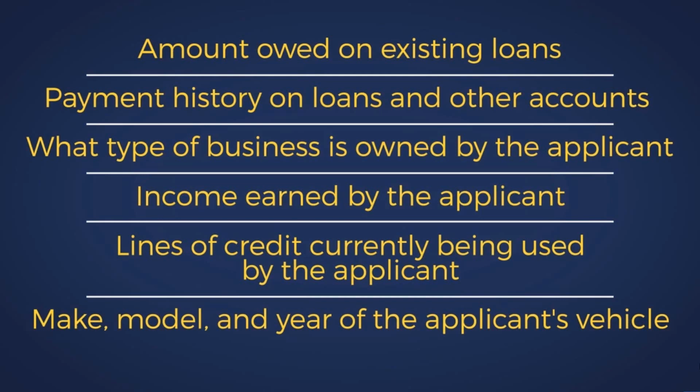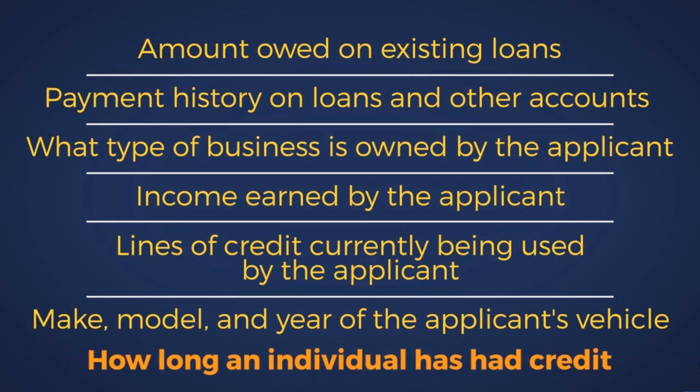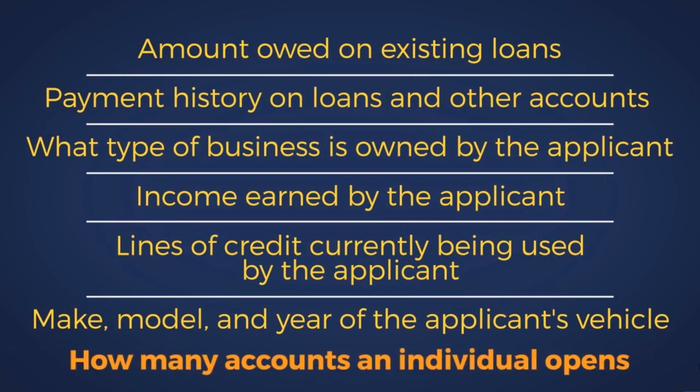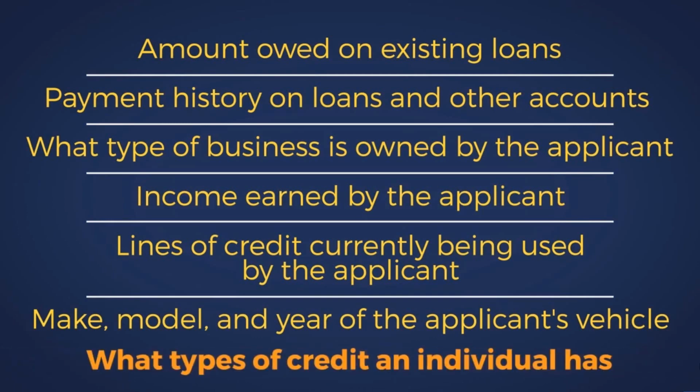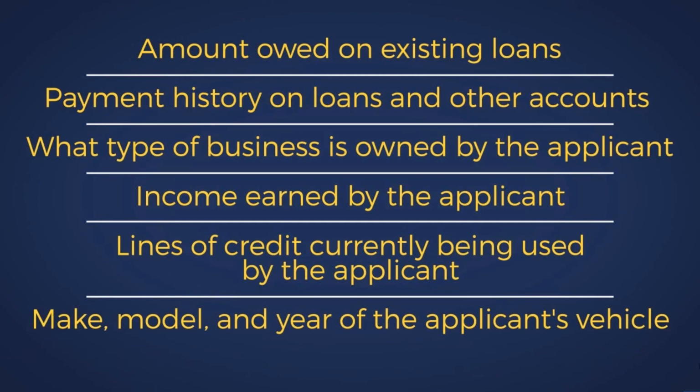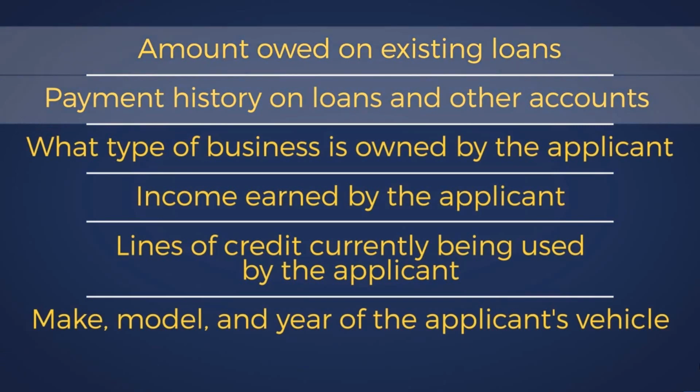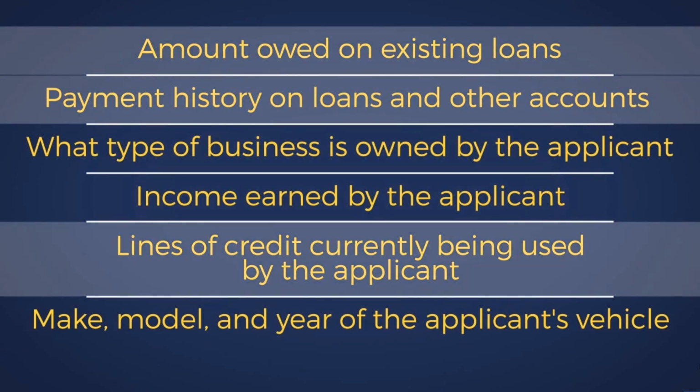Remember, credit scores are affected by payment histories, amounts owed on accounts, how long an individual has had credit, how many accounts an individual opens, and what types of credit an individual has. Knowing that information, we can quickly point to Sean's payment history, how much he owes, and the lines of credit he currently has as the factors that will affect his credit score.